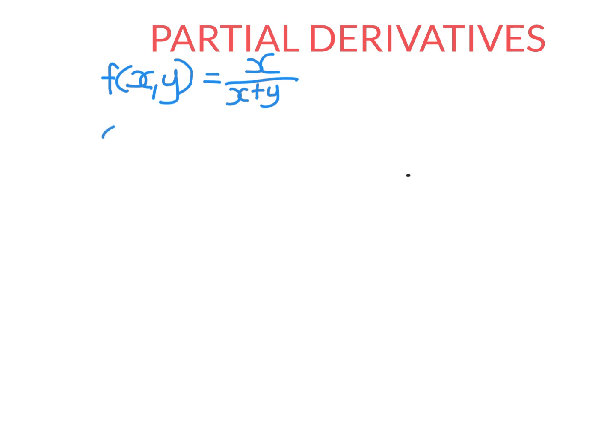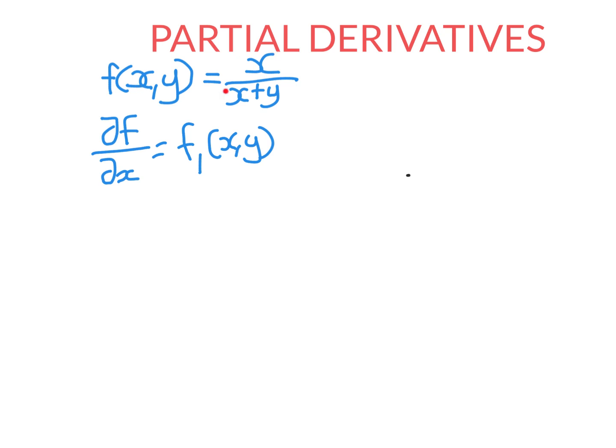So we usually write it like this. This means partial derivative here. So the partial derivative of f with respect to x. Now you'll sometimes see that called f1 of x, y. This little 1 means we're differentiating with respect to the first variable listed.